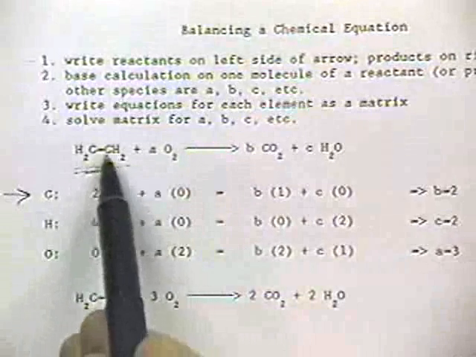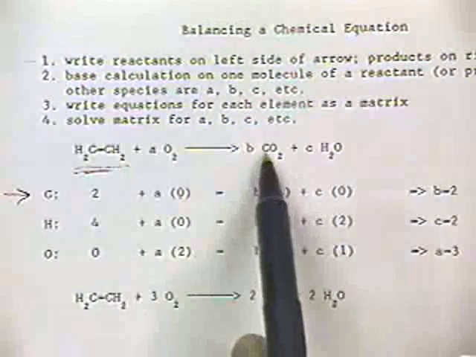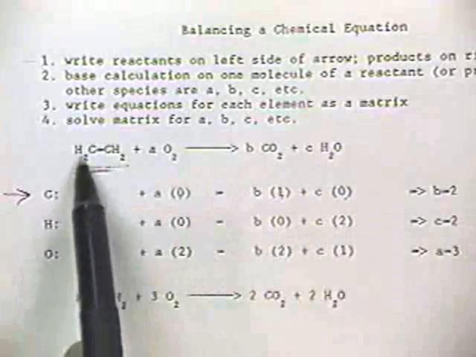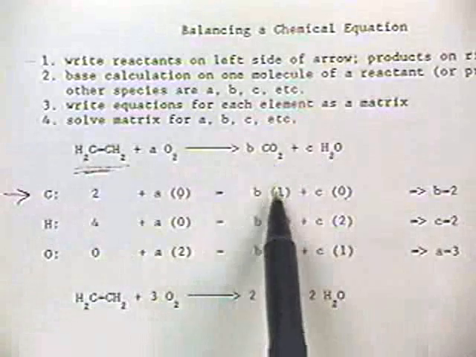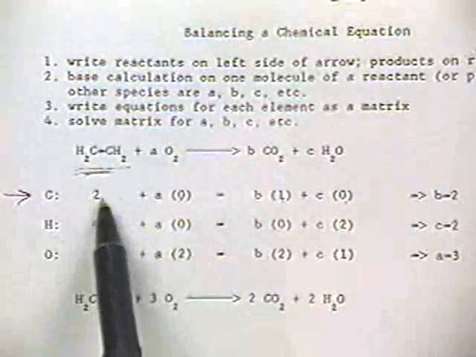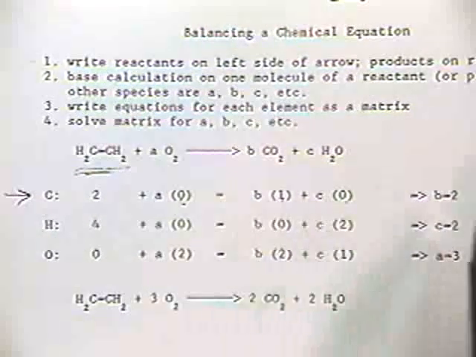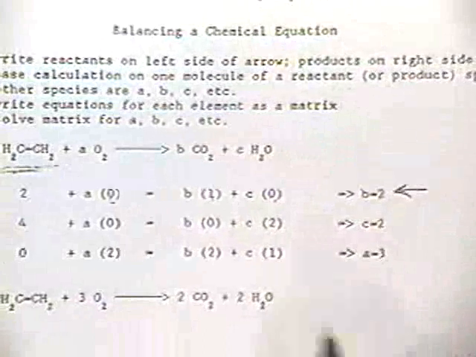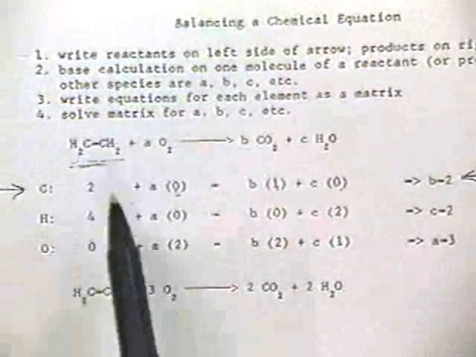So this species has 2 carbons. This species has 0 carbons. This has 1 carbon, 0 carbons. I've got 1 of these 2 carbon species, and I've got B of these 1 carbon species. So I write down the formula: 2 plus 0 equals B plus 0. And very easily we find out that B has to be 2. There's 1 unknown in this equation that can be solved. 1 equation, 1 unknown.